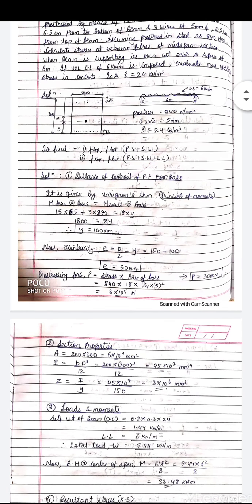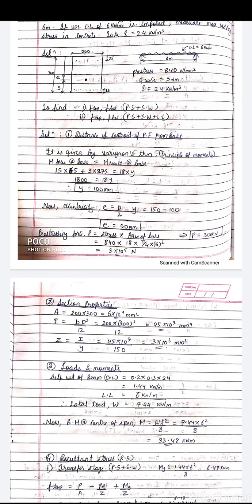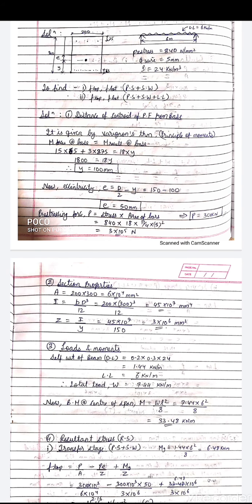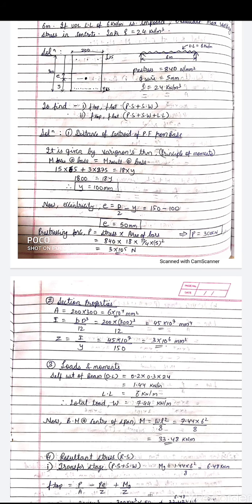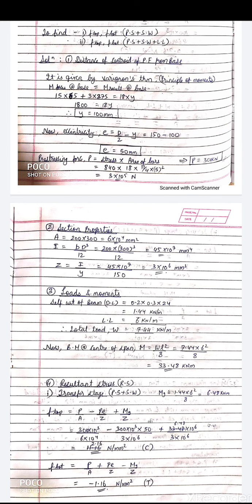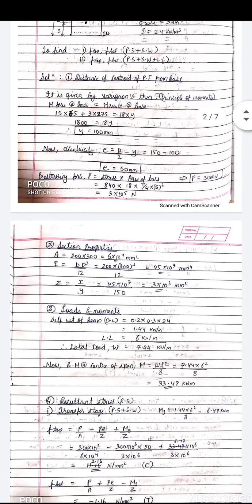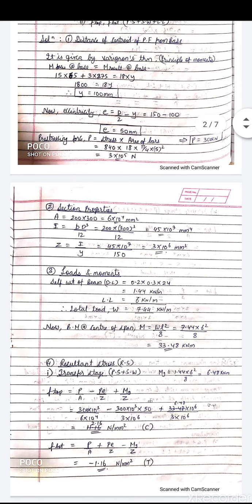Now let us go to the second step, that is to find the section properties. In section properties we'll find the area, moment of inertia and section modulus. We get the area, and I is nothing but BD cube by 12, where B is 200 and D is 300, and Z is nothing but I by y. So we got the properties of the section. Now we can go to the next step, that is to find the loads and moments. First we'll find the self weight of the beam, which is the cross section dimension into the density. It is 1.44, and the live load is given in the question, which is 6 kilonewton per meter. The total load is the addition of dead load and live load, which comes out to be 7.44.